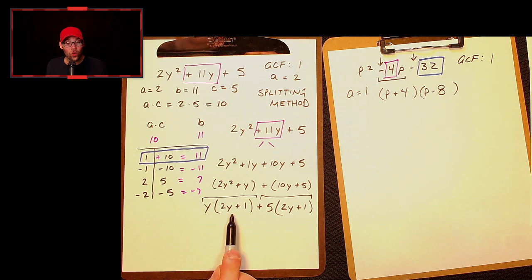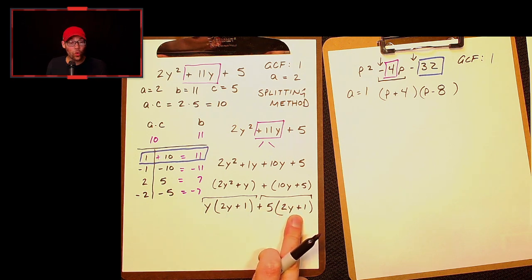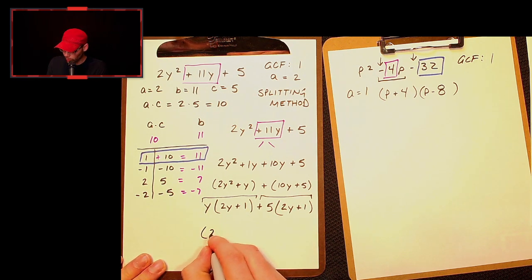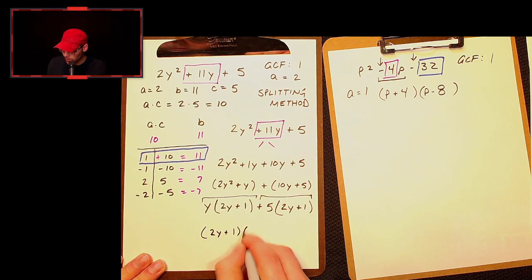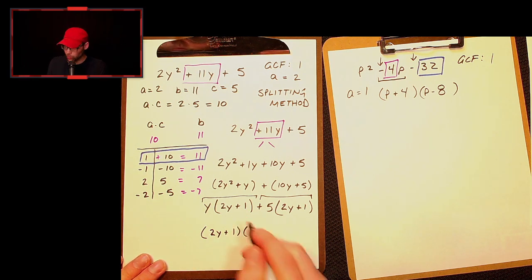Y is a factor. 2y plus 1 is its own factor. 5 is a factor. 2y plus 1 is its own factor. So the final thing that we want to do here is pull out a greatest common factor one more time of our two terms, and we do share a factor of 2y plus 1. So we literally pull that out front as the greatest common factor, and then we divide both terms. Y times y, 2y plus 1, divided by 2y plus 1. These factors cancel. We're left with just y.